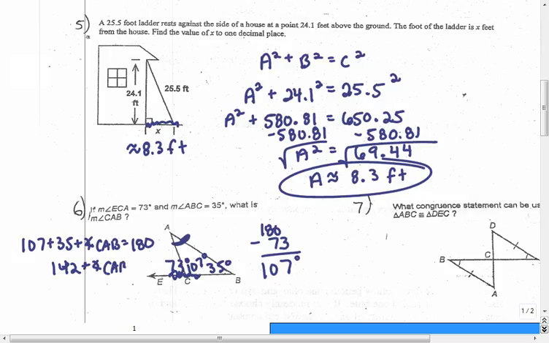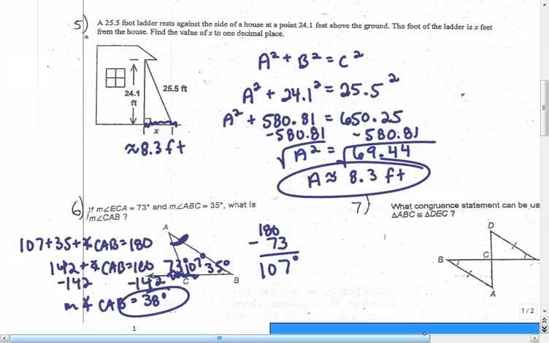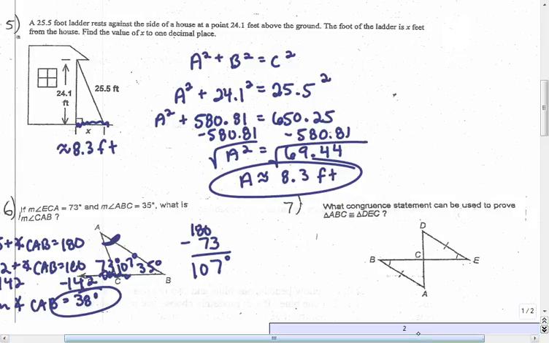Plus the measure of angle CAB is equal to 180. So if I subtract 142 from both sides, I learn that the measure of angle CAB is equal to 38 degrees.